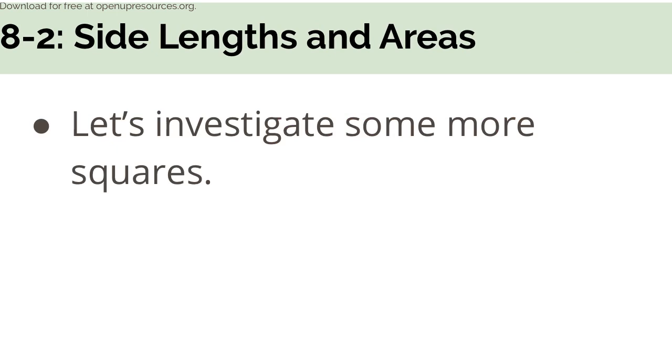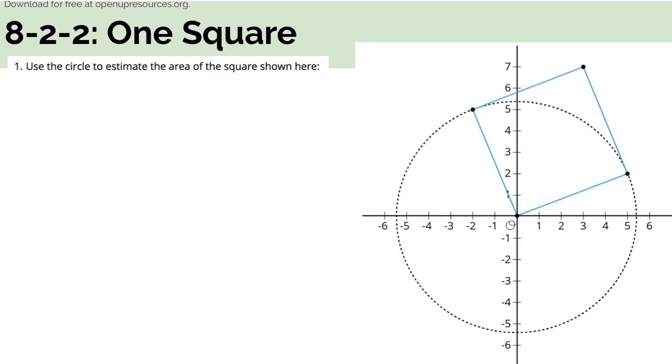Okay, in lesson 2, we're going to look at more squares and side lengths. Okay, notice here that we are on activity 2. We did skip the first activity in this lesson.